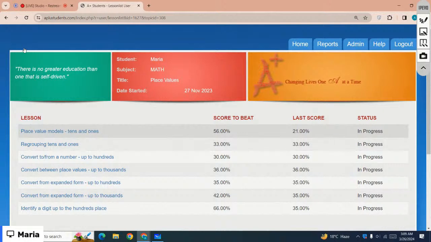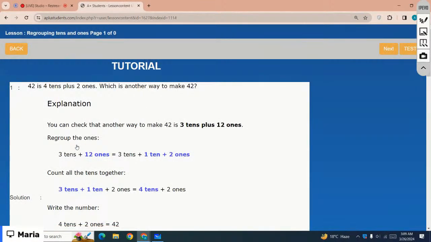That is regrouping tens and ones. Let's just start with the next lesson. That is regrouping tens and ones. Okay, let's just start with the first example.